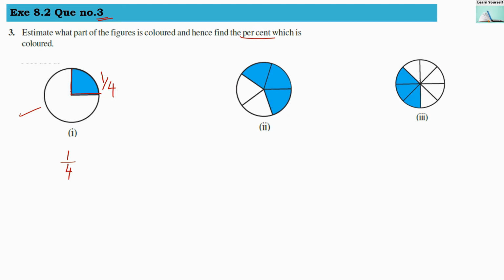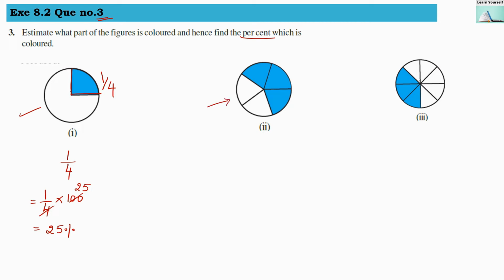Now this we have to convert into percentage. So we have to multiply this with 100. So we will get here 25 fours are 100. So we got here 25% as an answer. So first from the figure we are guessing the fraction, then we are converting it into percentage form. So let us guess the fraction for this.